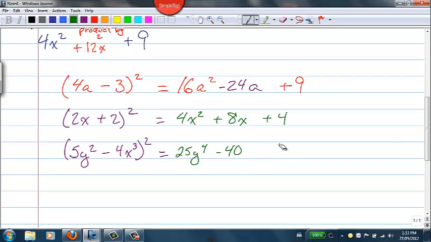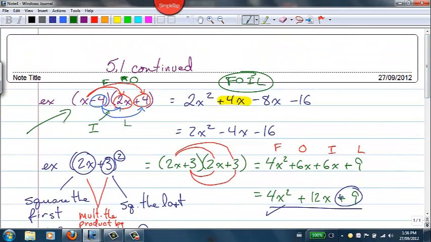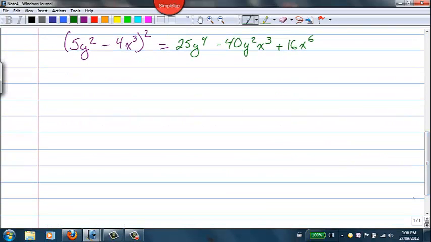And 25y to the 4. At the end, we'll get positive 16x6. And in the middle, we get 5y squared times negative 4x cubed, which is negative 20. Sorry about that. Negative 20x cubed y squared is what it should be, times 2.